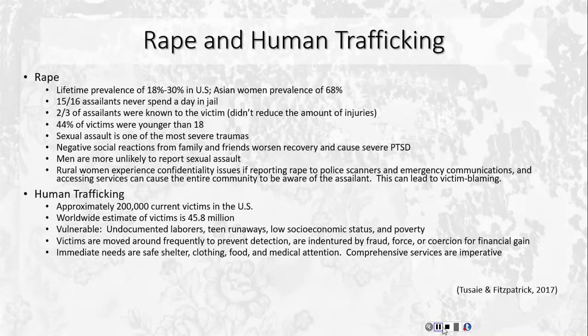Worldwide estimate of victims is 45.8 million, so it's a really, really huge problem. Those who are most vulnerable are undocumented laborers, teen runaways, people of low socioeconomic status and poverty. The victims are often moved around frequently to prevent detection, kept by force and coercion for financial gain. For assistance, their immediate needs are shelter, safety, clothing, food, and medical attention, and comprehensive psychiatric services are really important for victims.